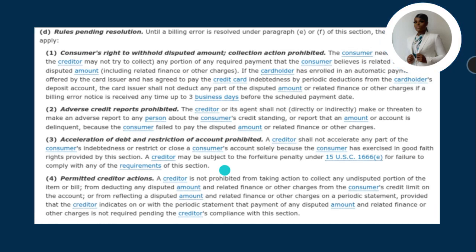Well, what happens if they do? It does state here, if they do, a creditor may be subject to a forfeiture penalty under 15 U.S.C. 1666e for failure to comply with the requirements of this section. So 12 CFR 1026.13(d) is the requirement under the CFRs. They've let you know here, if the creditor fails to do that, then under the violation, they will have violated 15 U.S.C. 1666e for failure to comply. And at that point, you would have a claim. And this is how you'd be moving forward to arbitration once they failed to do this.